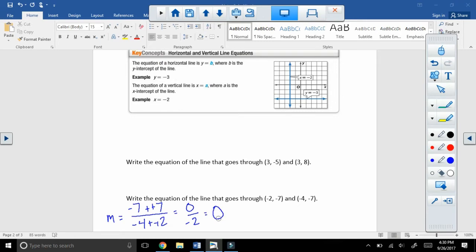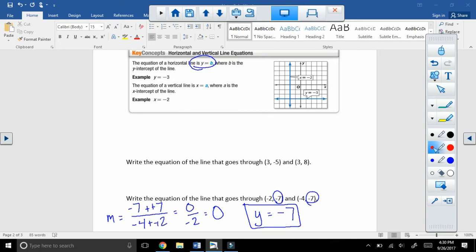So since this one has a slope of 0, this one here actually could be written out with point slope form and just plug in 0. But I remember that if a line has a slope of 0, it's going to be horizontal. So I can simply just write out that the equation is going to be y equals whatever those y values are. So in this case, it's -7. And that would be my final answer for this special situation here.